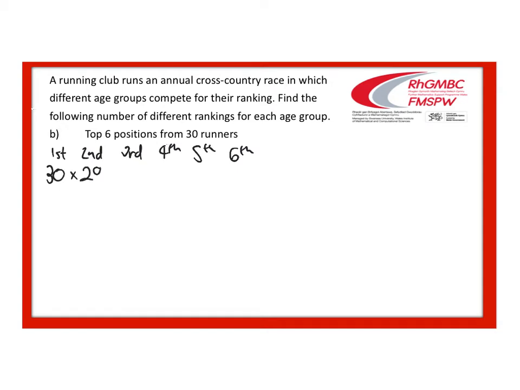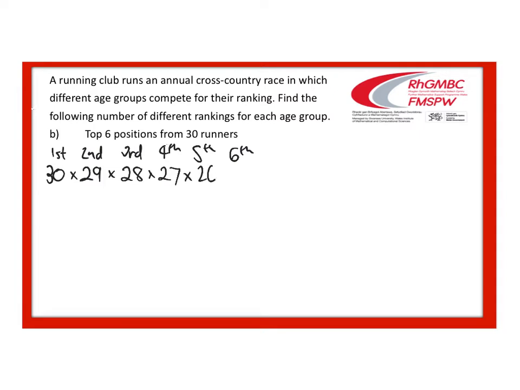One person has come first, so that leaves 29 for second. I'm then going to multiply that by the number of people who could come third. So we've already had 2 people finish in first and second, so I've got 28 left. And then multiply that by the number of people who could come fourth, so 3 people have come from first to third. So we've got 27 left.